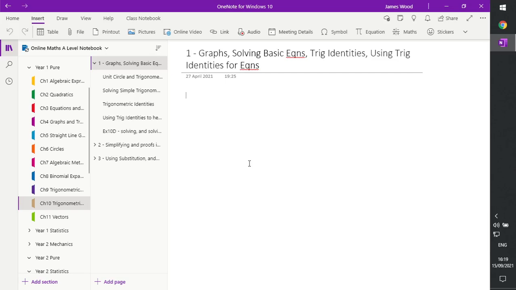In the next couple of lessons, we're going to have a look at Chapter 10 on trigonometry. We've already done Chapter 9 about the sine and cosine rule, but this chapter is a bit newer to you, not in GCSE really. We're going to look at some of the graphs of trig functions. We're going to look at solving trigonometric equations, and we're also going to look at something called trigonometric identities as well.